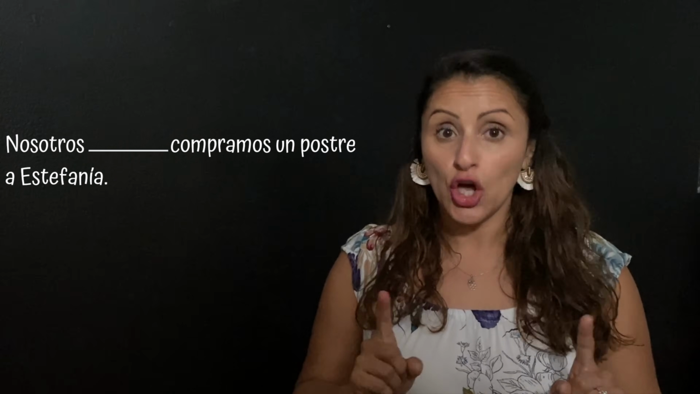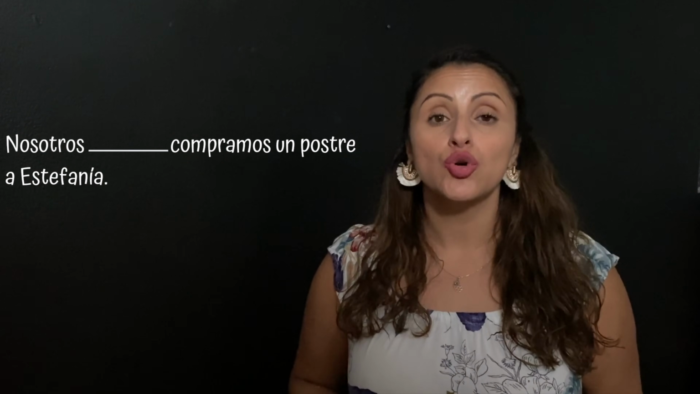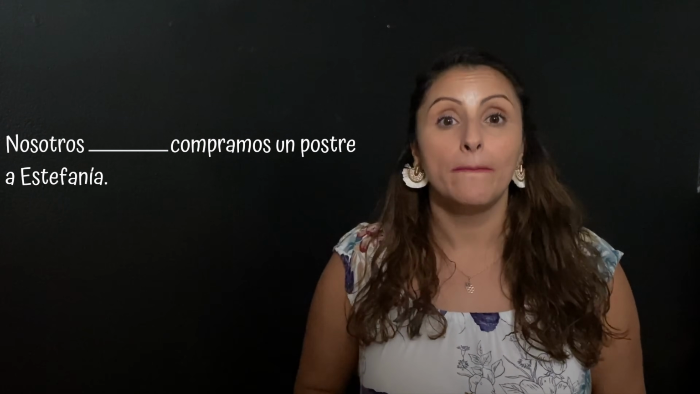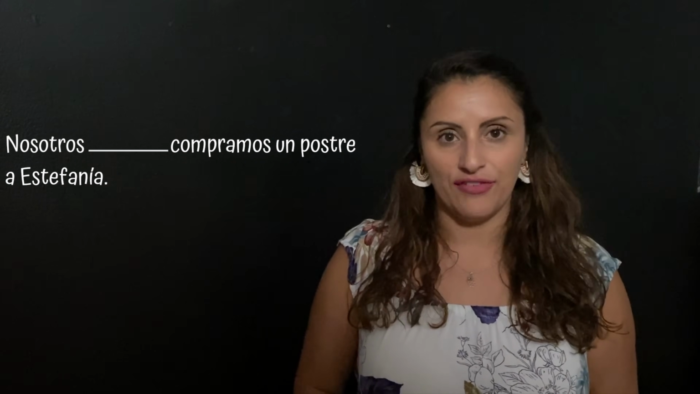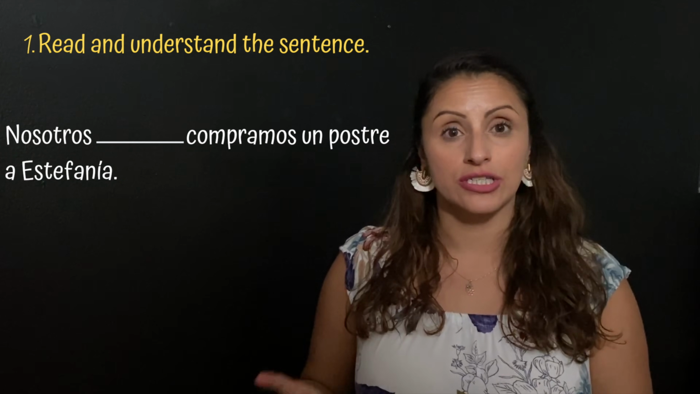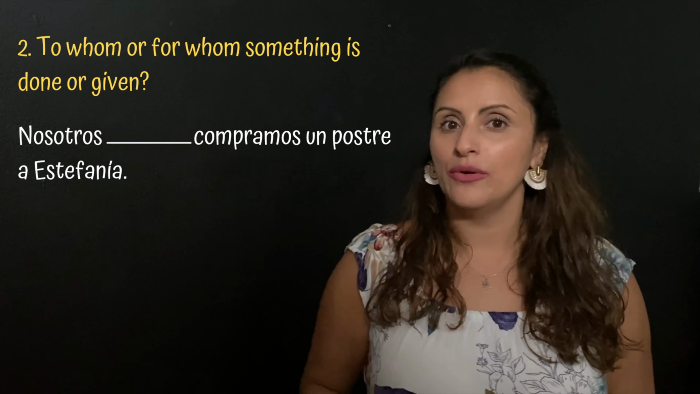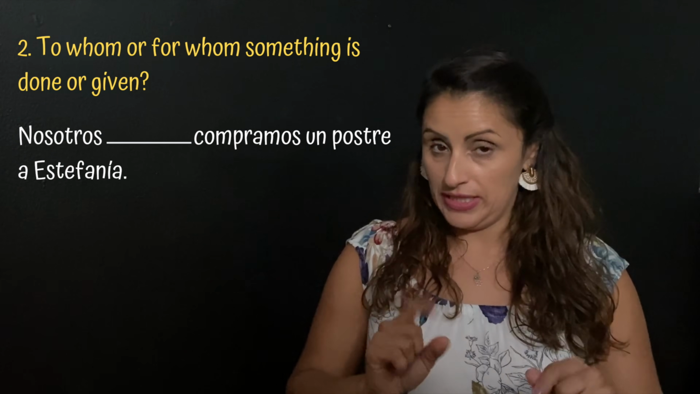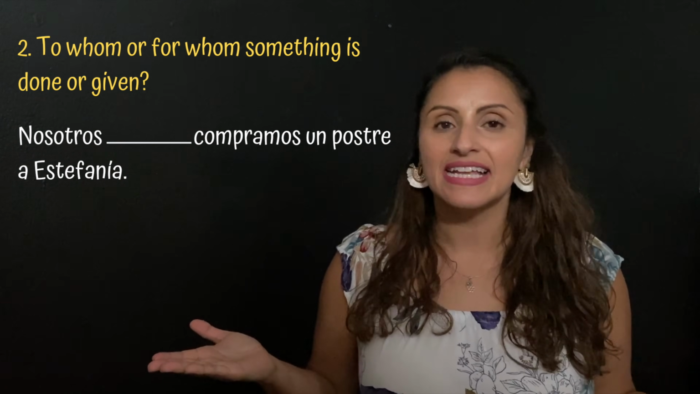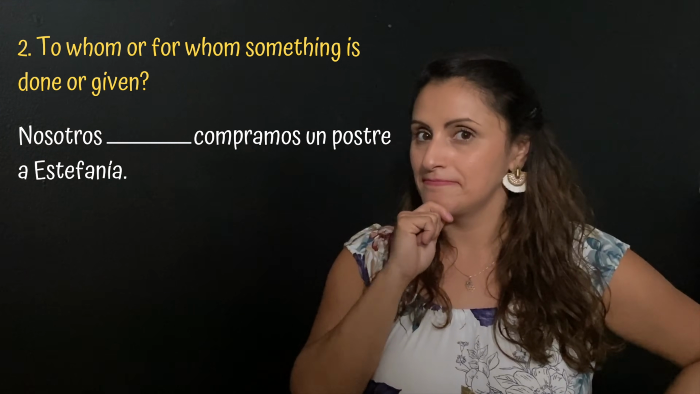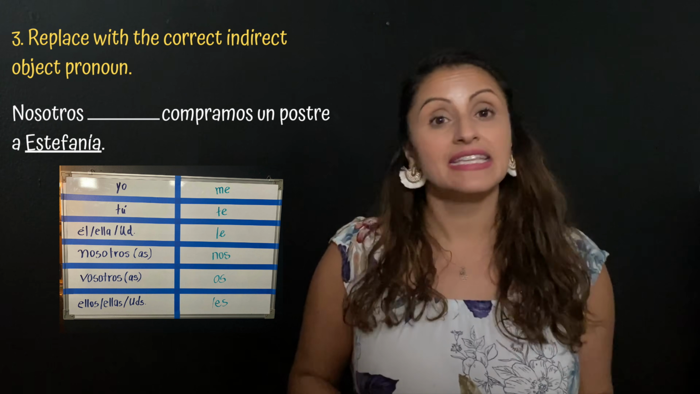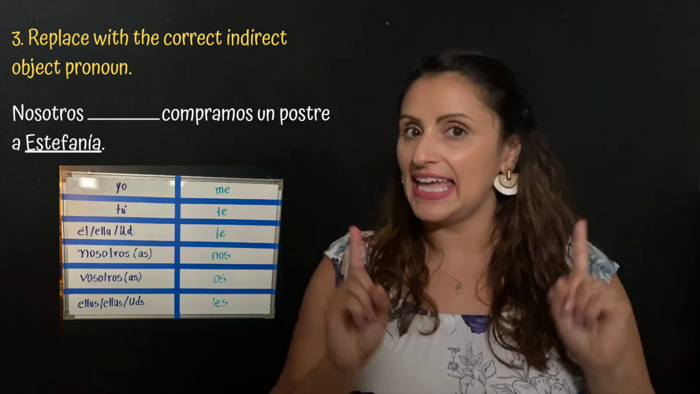So let's apply what we just learned. Let's look at this example here. Nosotros, blank, compramos un postre a Estefanía. We, blank, a dessert to Stephanie. Step number 2, ask yourself, to whom or for whom something is done or given. So in this case, for whom are we buying a dessert? Estefanía. So now we know on step number 3 that Estefanía is going to be our indirect object.